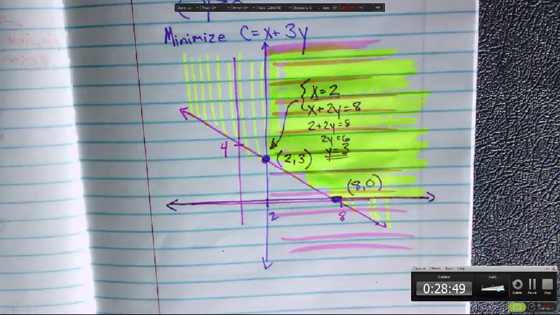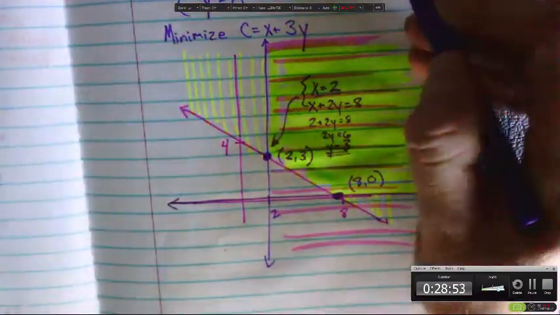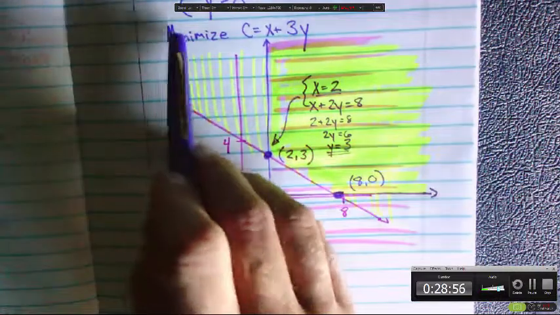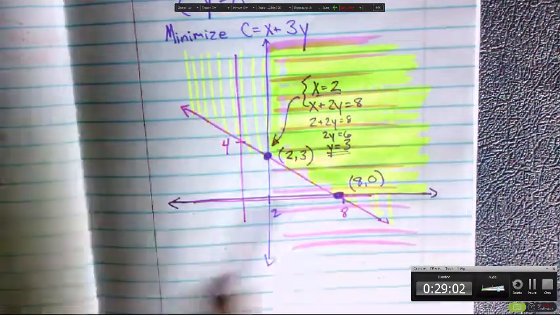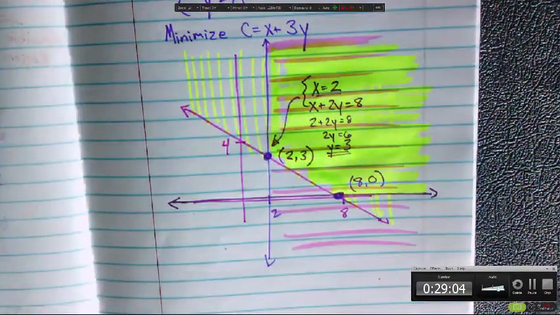Now, the problem says to find the optimal answer to this cost function. Minimize cost equals x plus 3y. The minimum answer will always happen at one of these vertices. So we want to know the minimum answer. We just take those 2 vertices that we just found and plug them both in. Does that make sense to everybody?